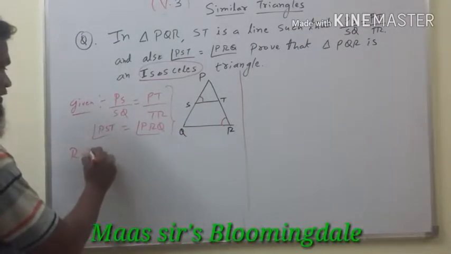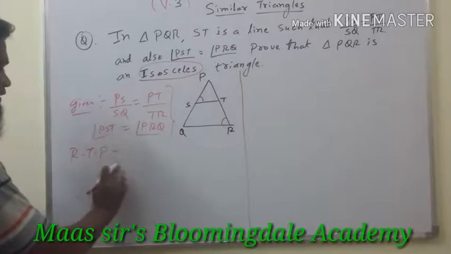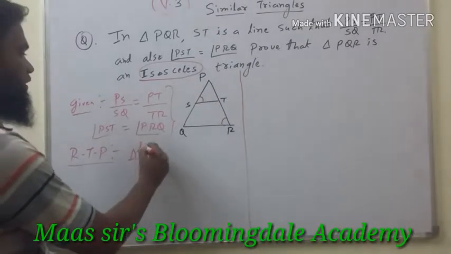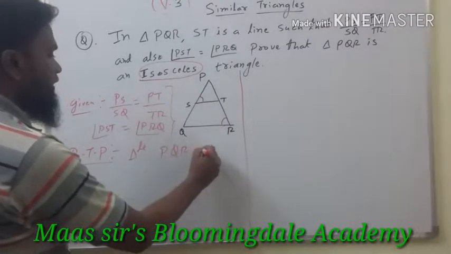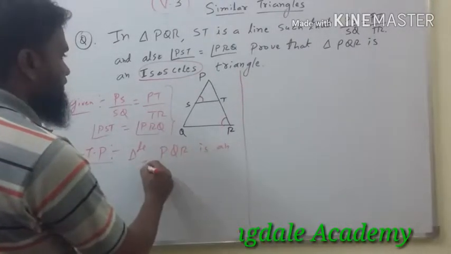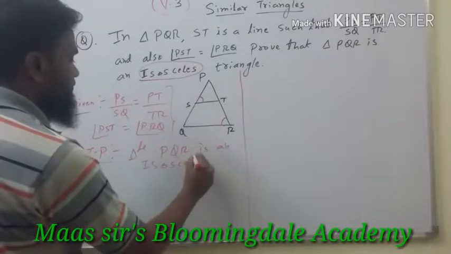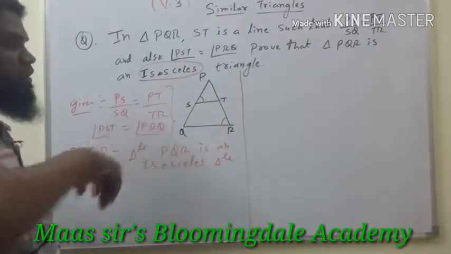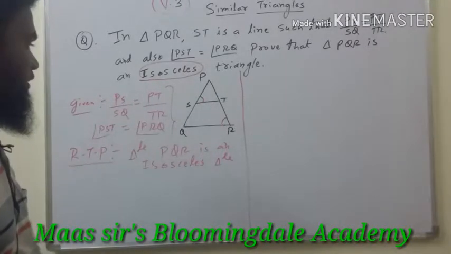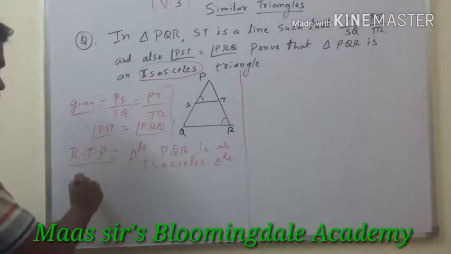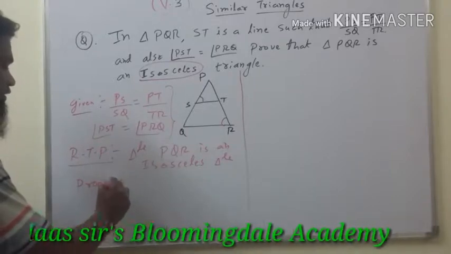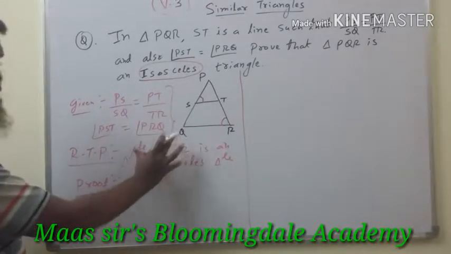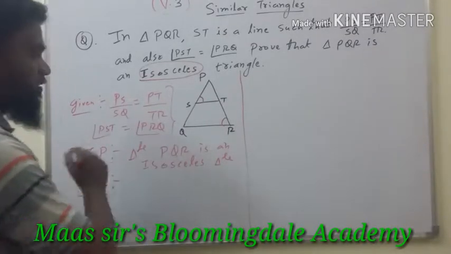Now, what is the thing to be proved? That is, required to prove. What you have to prove is that triangle PQR is an isosceles triangle. So now let us start the proof. First, whatever is given you have written. Next, what are you writing? Required to prove. Now let us start the proof.